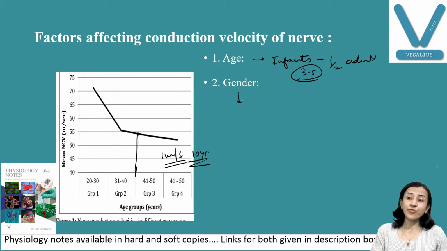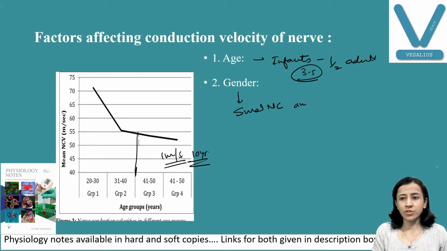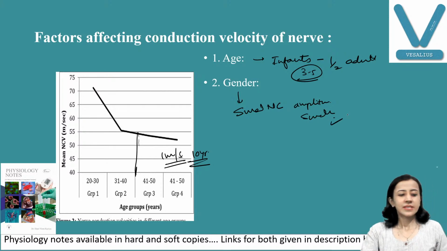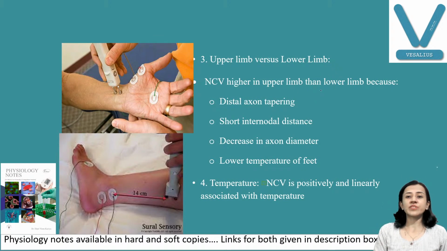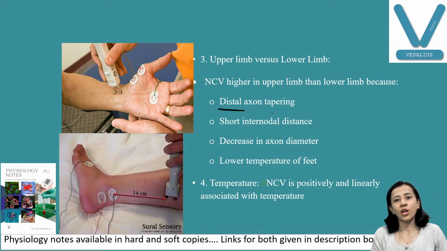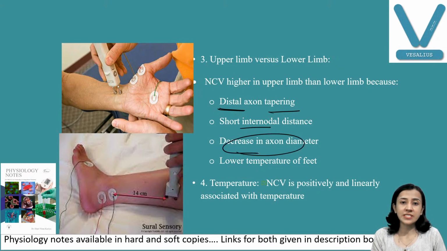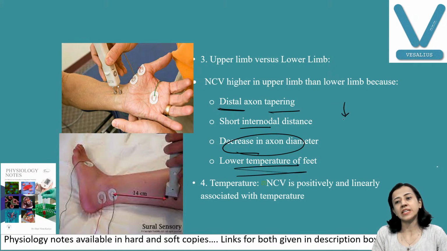Second is gender. In females, sural nerve conduction amplitude, not the velocity, is smaller than in males. Third factor is upper limb and lower limb. Physiological factors are there. In the upper limb, nerve conduction velocity is always more than in the lower limb. Why? Because in the lower limb the distal axons are tapered, small. Internodal distance is also short, diameter also decreases, and temperature is also less.